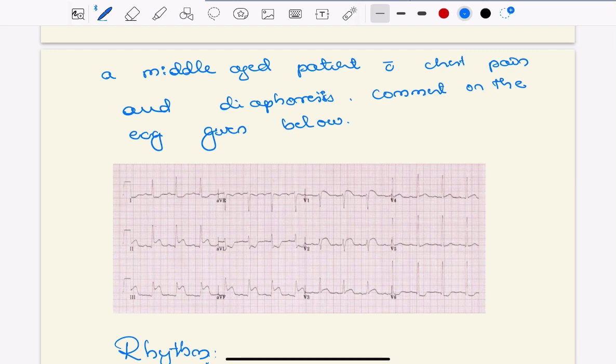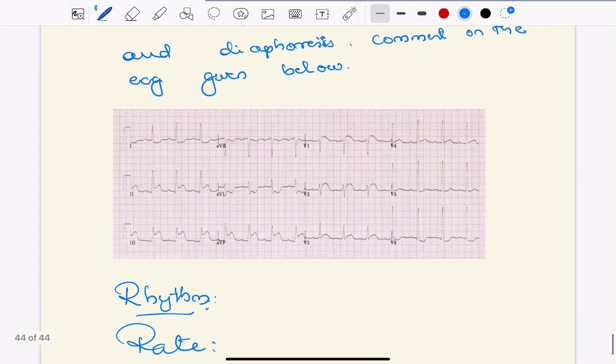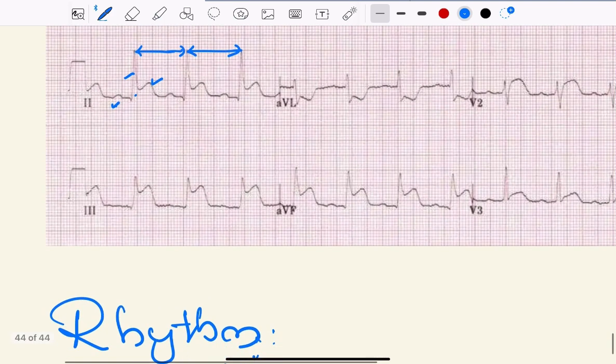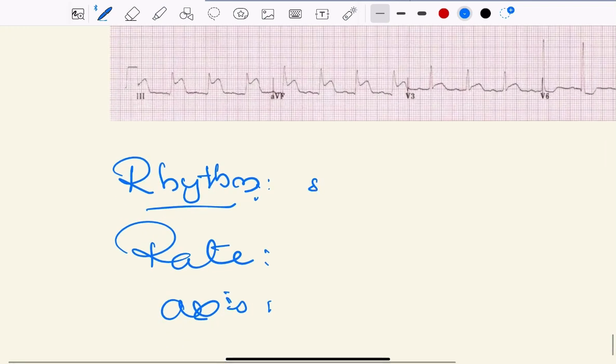In any ECG, after seeing standardization and all, you have to see the rhythm. So let's check the rhythm in this ECG. There is a P wave, QRS, and T wave. P wave followed by QRS followed by T wave, and the rhythm is regular. RR interval is the same, RR interval is regular. So it is sinus rhythm.